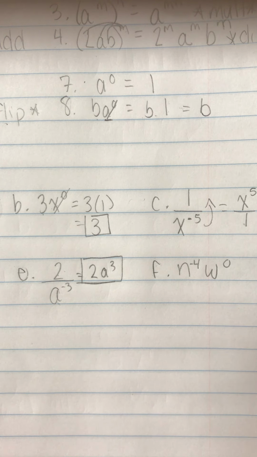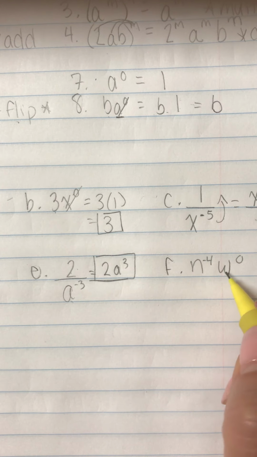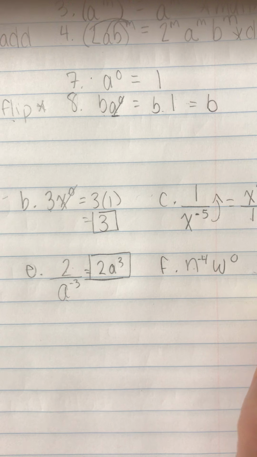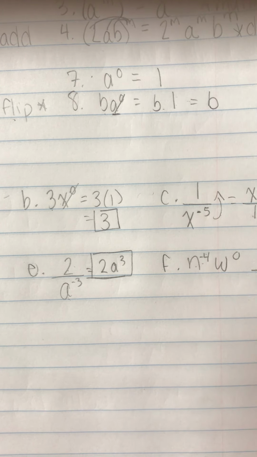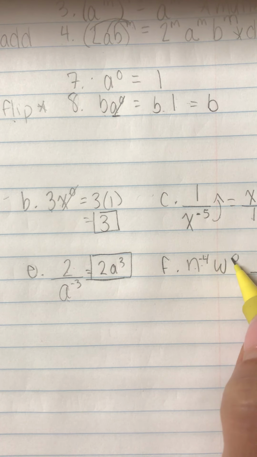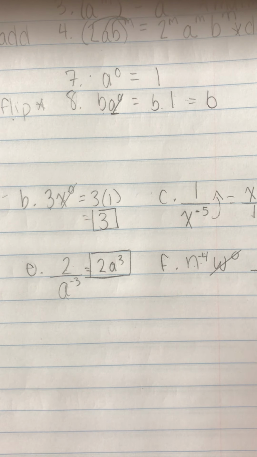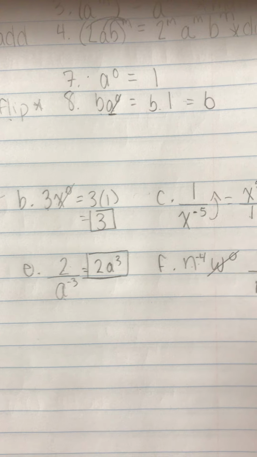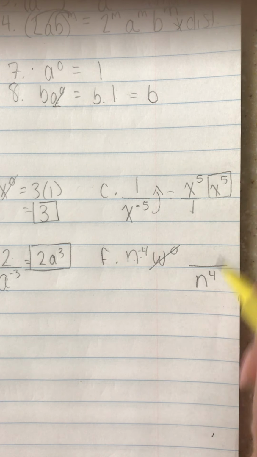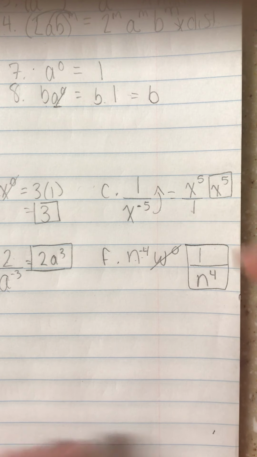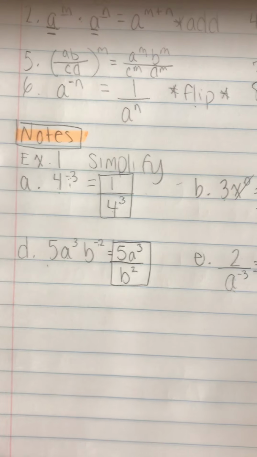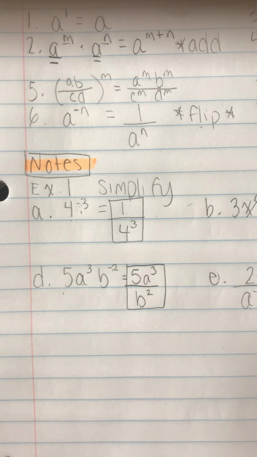And last, first I see a negative exponent, so I'm going to draw my bar and I'm going to drop that to the bottom. Next I see I have W to the 0 power. That equals 1. What am I going to put on top? Oh, sorry, you guys can't see. I'm going to put a 1. Final answer right here. Pause if you need to see those again.